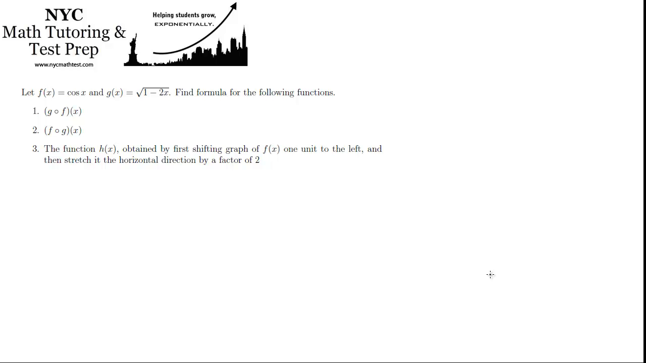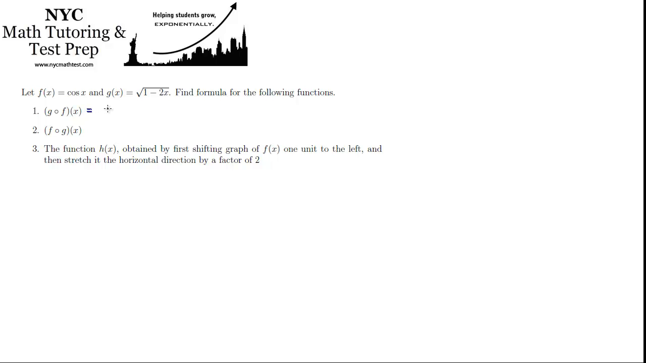They're saying let f of x equal cosine x and g of x equal square root of 1 minus 2x. Find the formula for the following functions. So they want to know g of f of x and f of g of x. And remember this notation, I find it a bit confusing.